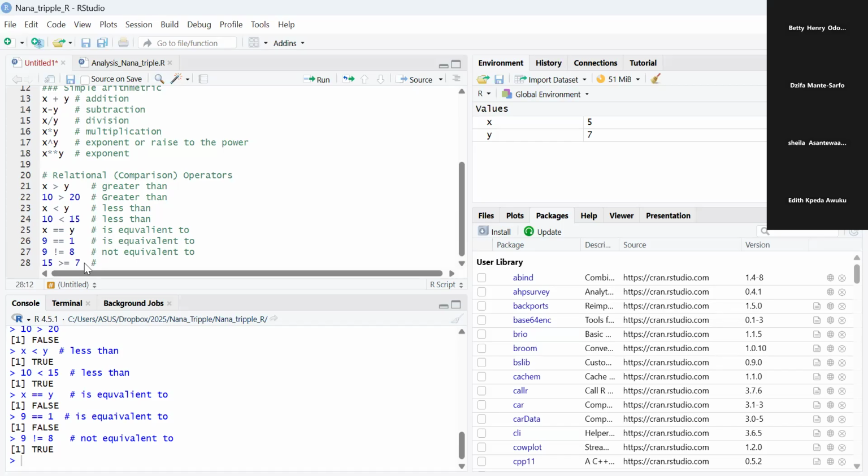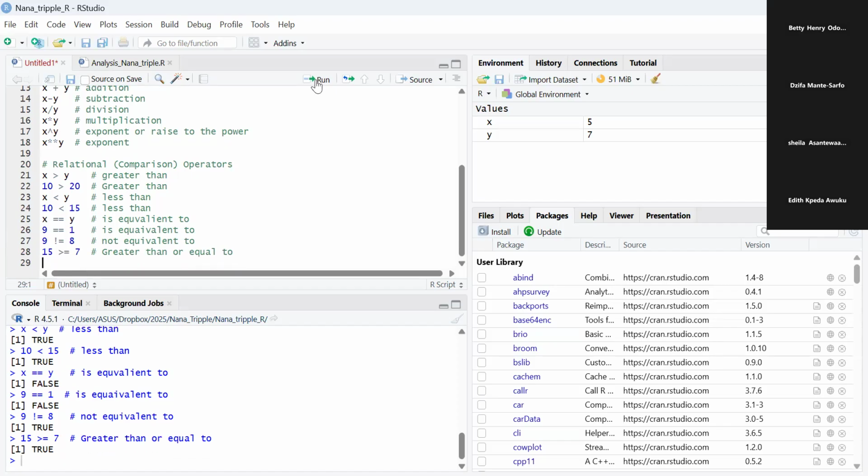Are you sure? So greater than or equal to. Are you sure it should be false? It's true. 15 is greater than. So because of the or, if one is true and the other is false, it will give a true. Any question on that?